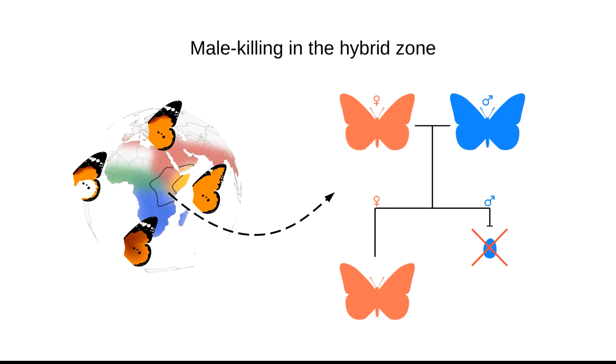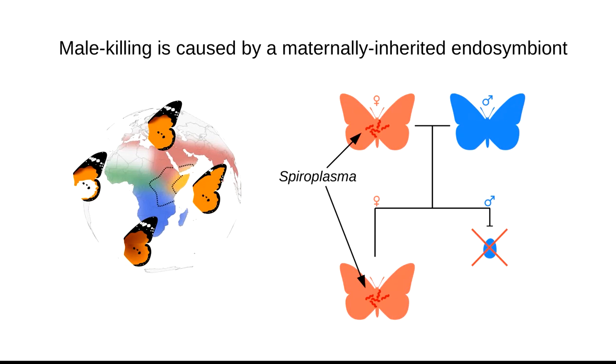And there were many years of speculation as to why this might happen. And in the end, it was found that this is caused by a microbe, an endosymbiont, so it lives within the cells and tissues of the female, and it is maternally inherited, so it's passed from mother to daughter. It's also passed to the sons, but the sons who inherit it die.